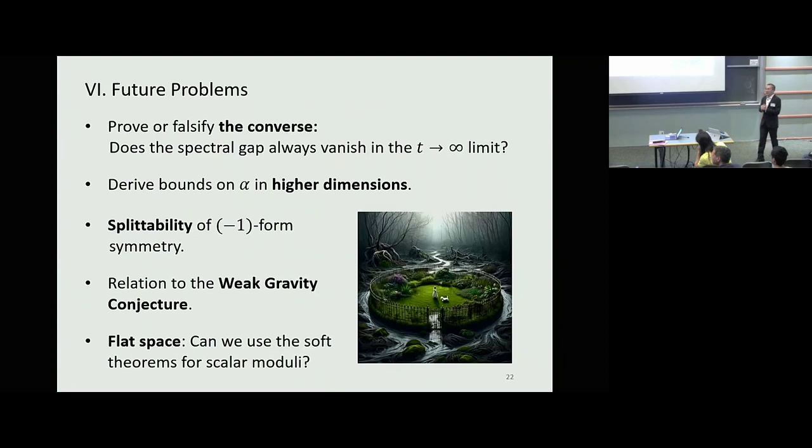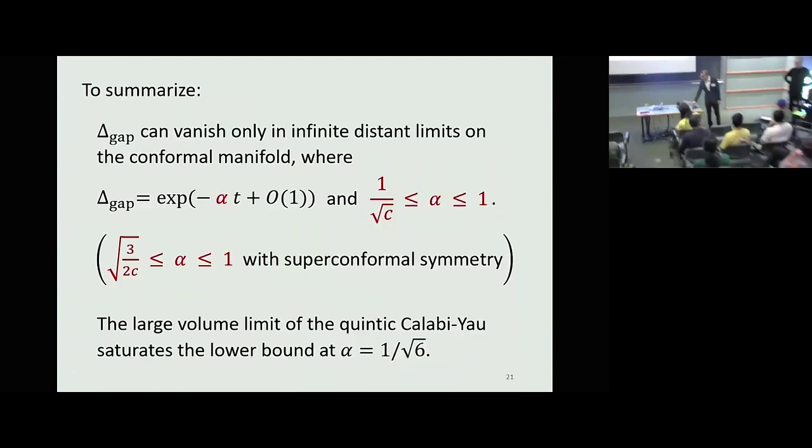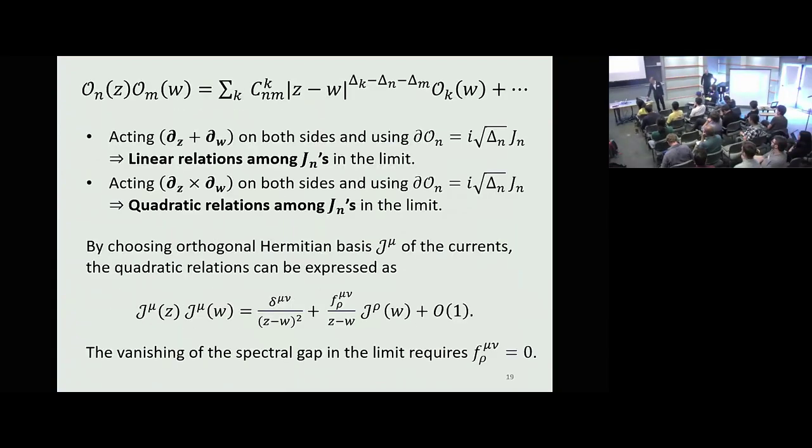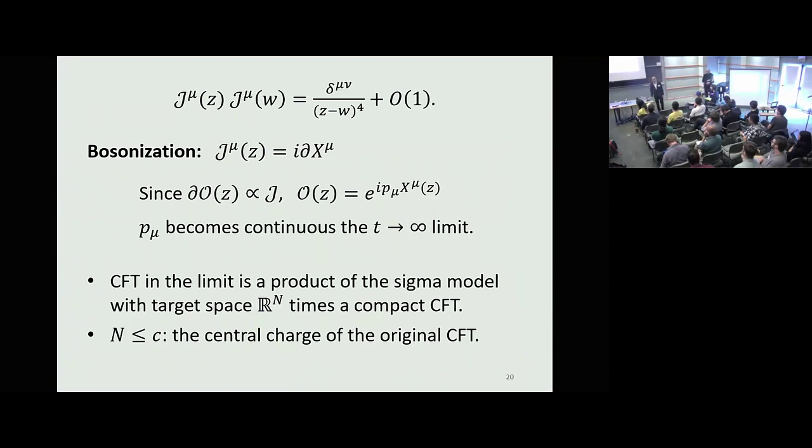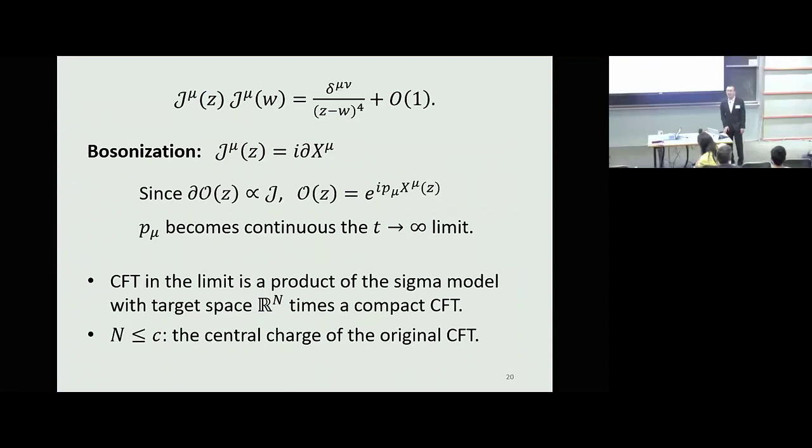Juan had some question. So in the example where you were finding alpha equals 1 over square root of 6, can there be towers that are lighter than this? No. Near the conifold, I know exactly the spectrum. There's a vacuum.